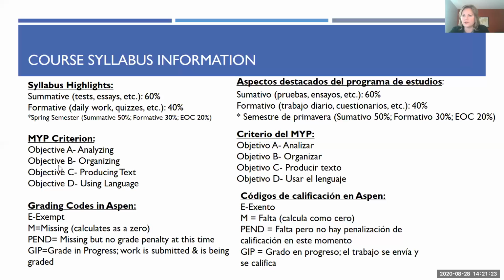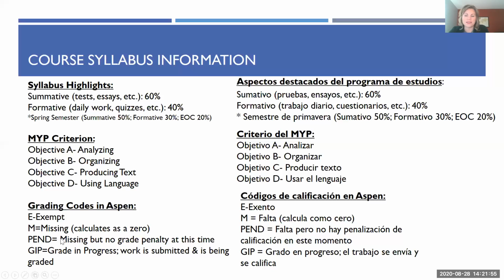The grading codes that are in Aspen: if you see an E, it means that your child is exempt from that assignment and does not need to make it up. If you see an M, it means that the assignment is missing, it's past due, the period for grading that might have passed, and that will calculate as a 0. Students need to get with me individually one-on-one, and we'll talk through on a case-by-case basis what supports they need to complete that work.